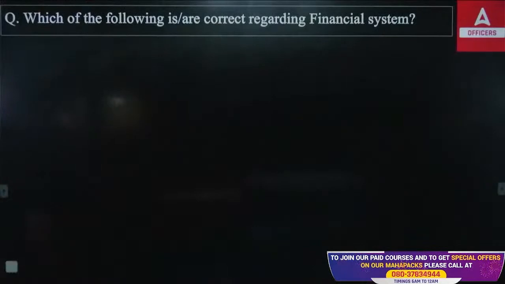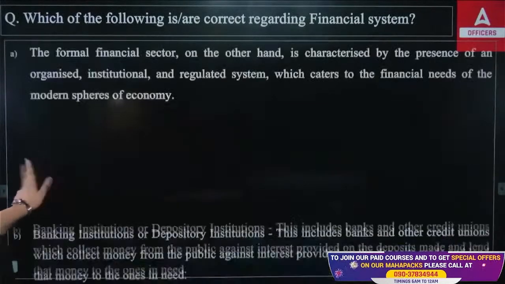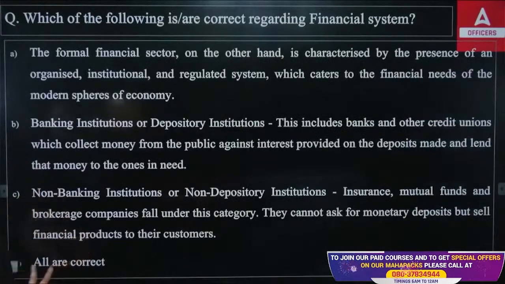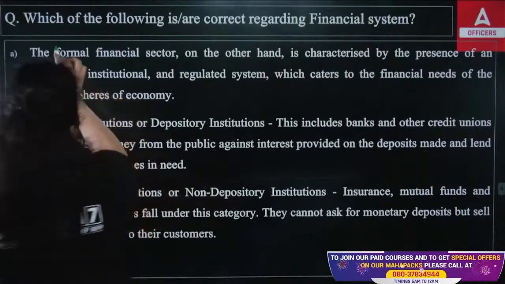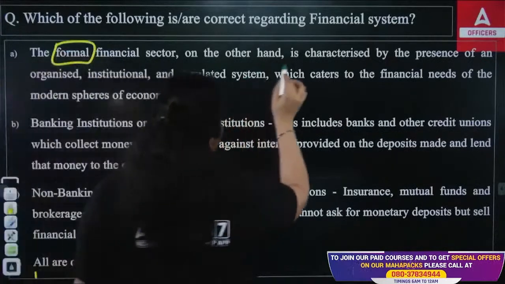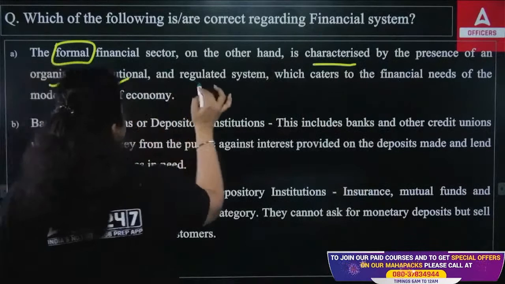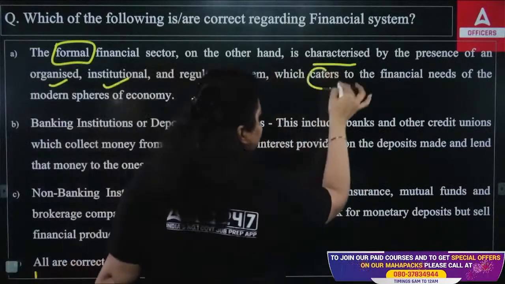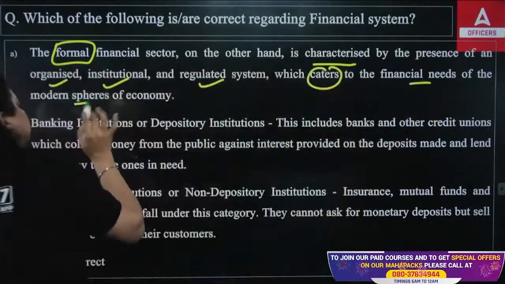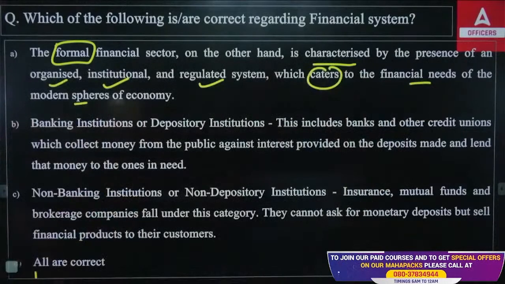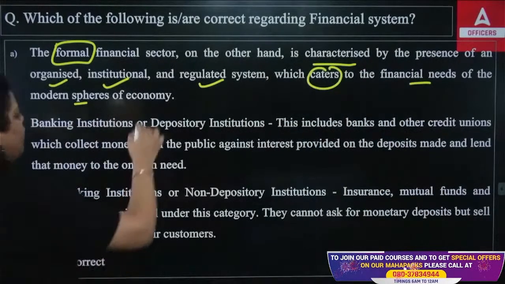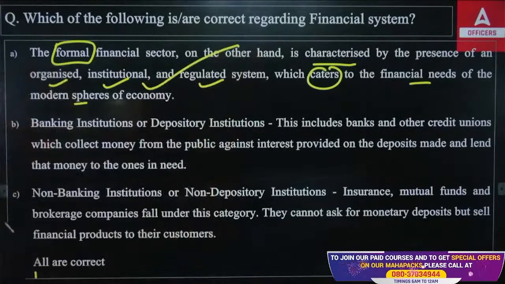Now, which of the following is correct regarding the financial system? We have particular statements about the financial system, out of which you have to tell which is correct. First, the formal financial sector, on the other hand, is characterized by the presence of an organized institutional regulated system, which caters to the financial needs of the modern sphere of the economy. This is true. The formal financial sector is actually regulated, organized and institutional.